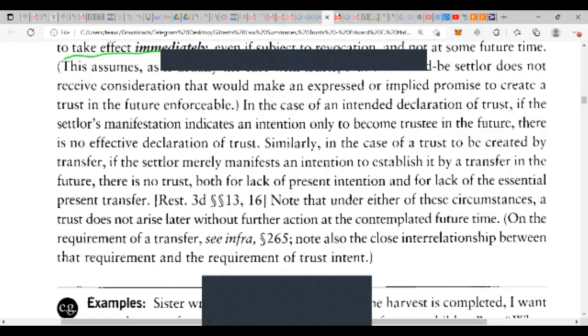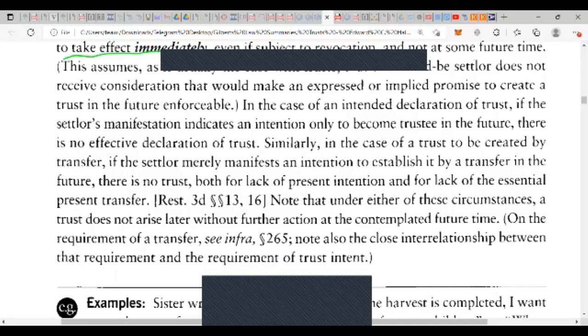Sections 13 and 16. Note that under either of these circumstances, a trust does not arise later without further action at the contemplated future time. On the requirement of a transfer, see infra section 265. Note also the close interrelationship between the requirement and the requirement of the trust intent.